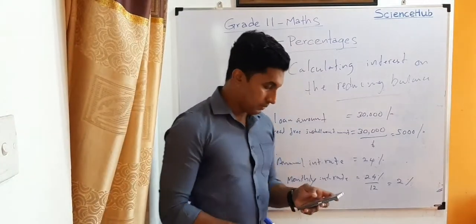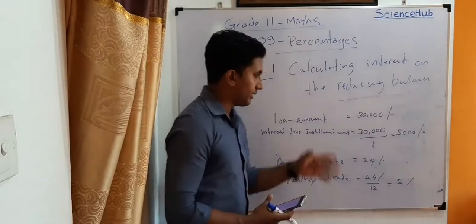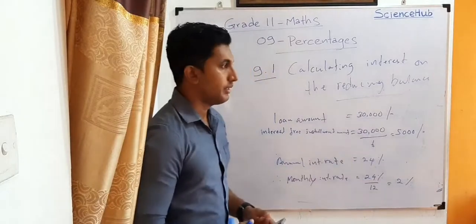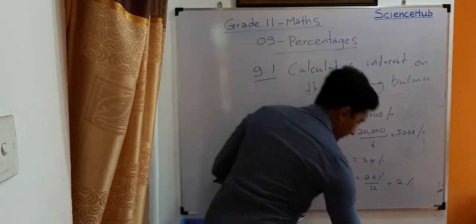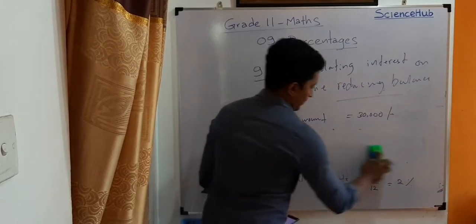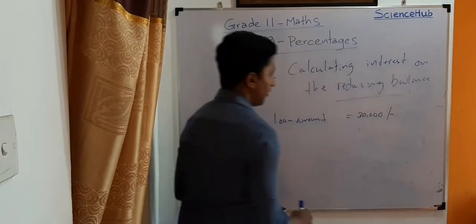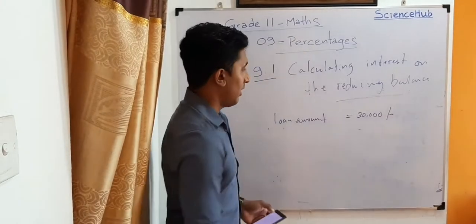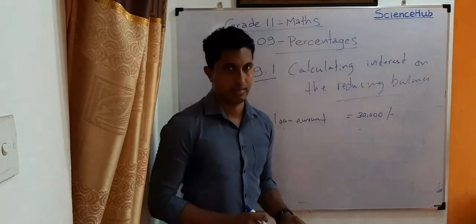Okay, now you are okay with the initial simplifications, and then we start at the beginning. I'll erase these things now, otherwise I don't have much space. Now you know about the monthly interest rate. Then what could be the interest for the first month?